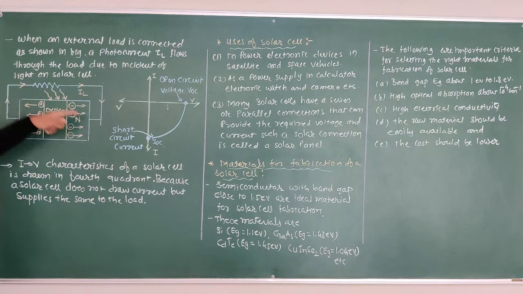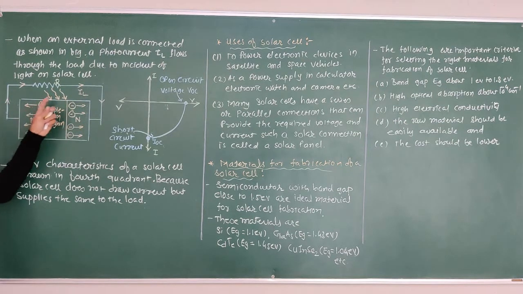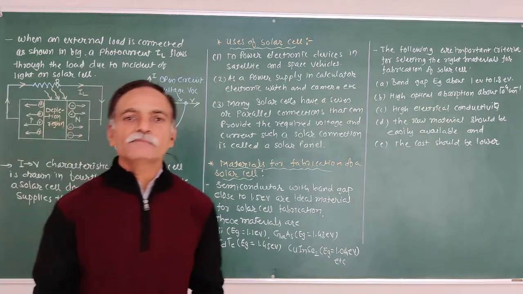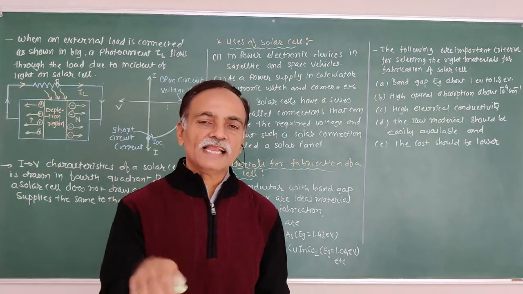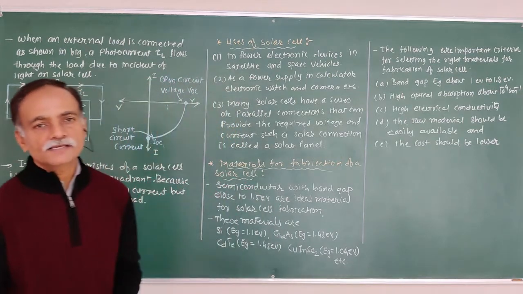When the top and bottom contacts are connected by the load resistance R, a photocurrent IL flows in the circuit through the cell, as shown in the figure. So when an external load is connected as shown in the figure, a photocurrent IL flows through the load due to incidence of light on the solar cell. That means an electric current is generated in the PN junction diode as light is incident on a solar cell.